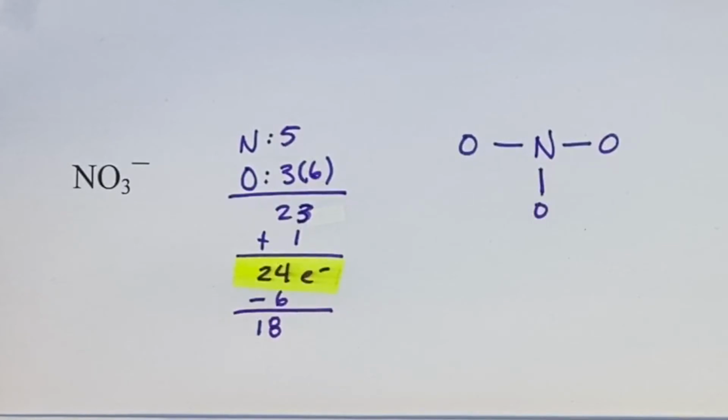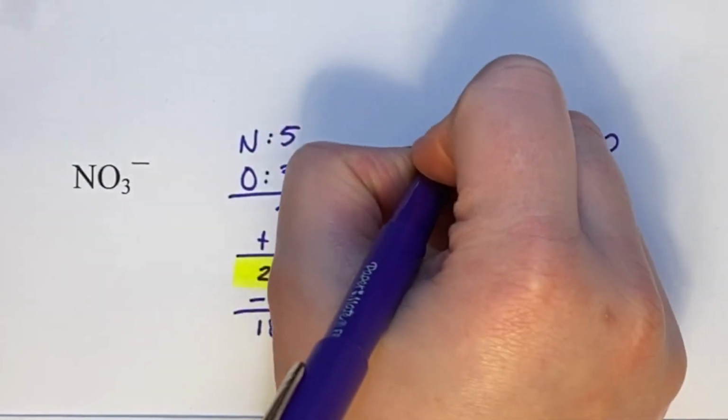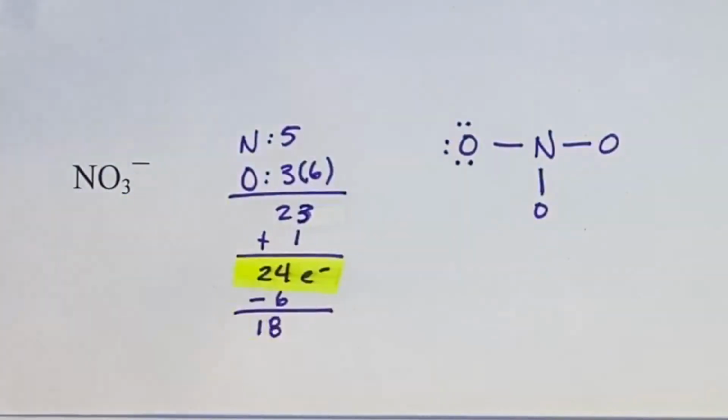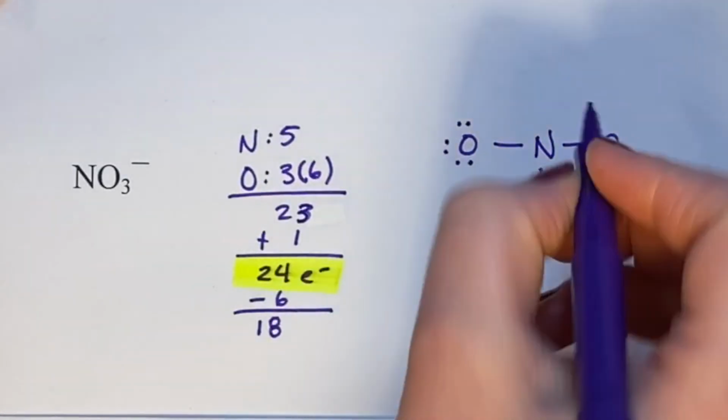Rule number 3 then tells me to complete the octets for my outer atoms. So that means I'm going to give this oxygen 6 electrons. This oxygen currently sees 2 electrons in the form of a single bond, so that if I give the oxygen 6 more electrons, I complete its octet. I'm going to do the same thing for my other 2 oxygens.